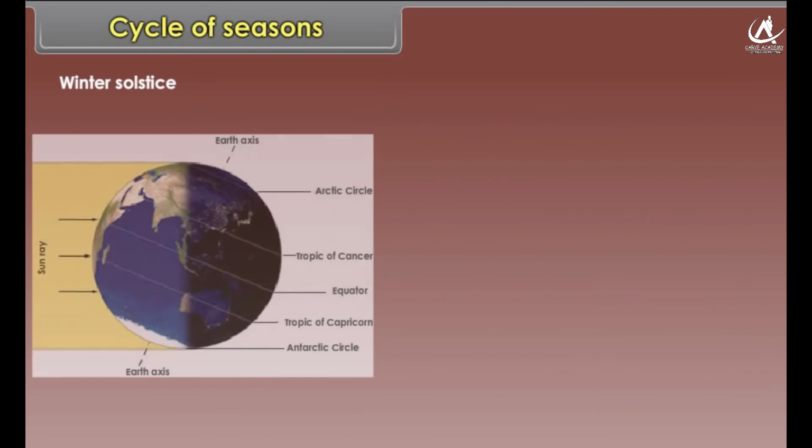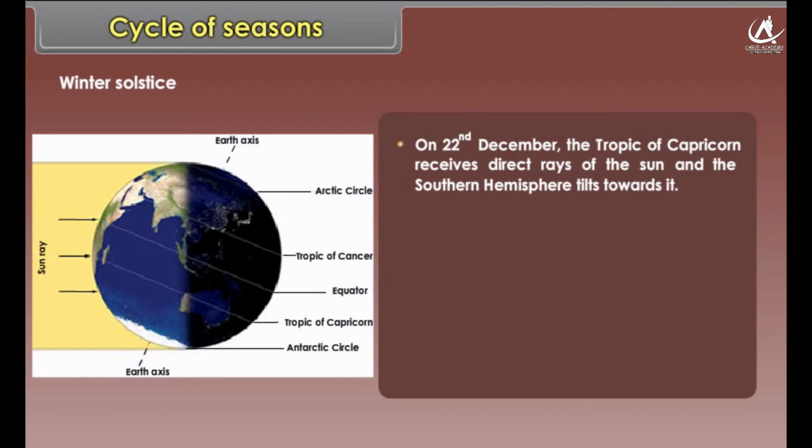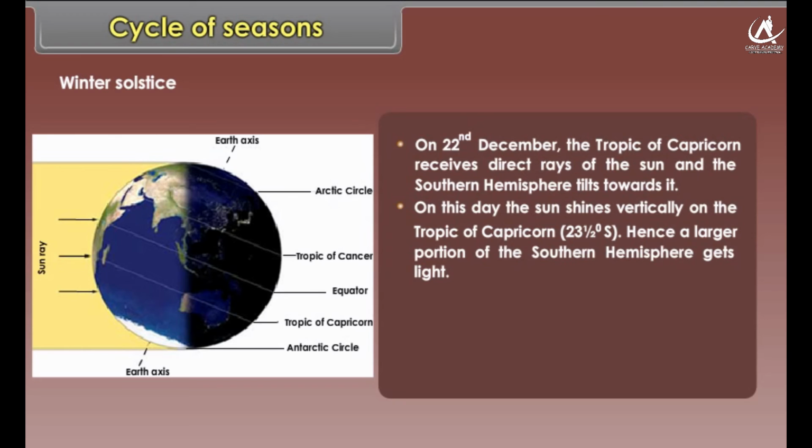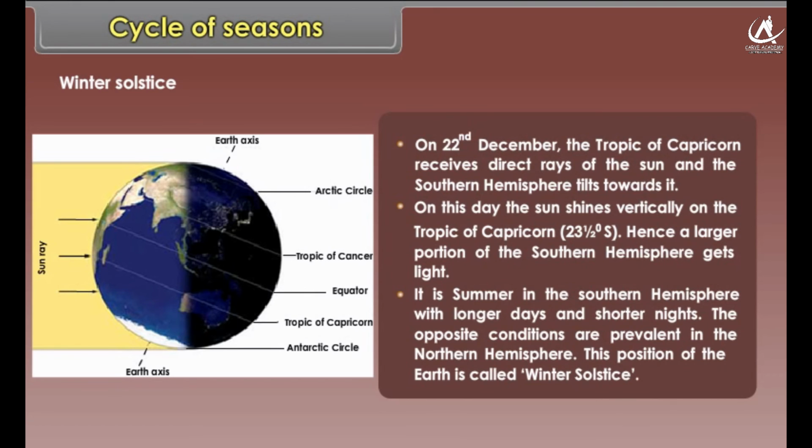Winter solstice. On 22nd December, the Tropic of Capricorn receives direct rays of the Sun and the southern hemisphere tilts towards it. On this day, the Sun shines vertically on the Tropic of Capricorn, 23.5 degrees south. Hence, a larger portion of the southern hemisphere gets light. It is summer in the southern hemisphere with longer days and shorter nights. The opposite conditions are prevalent in the northern hemisphere. This position of the earth is called winter solstice.